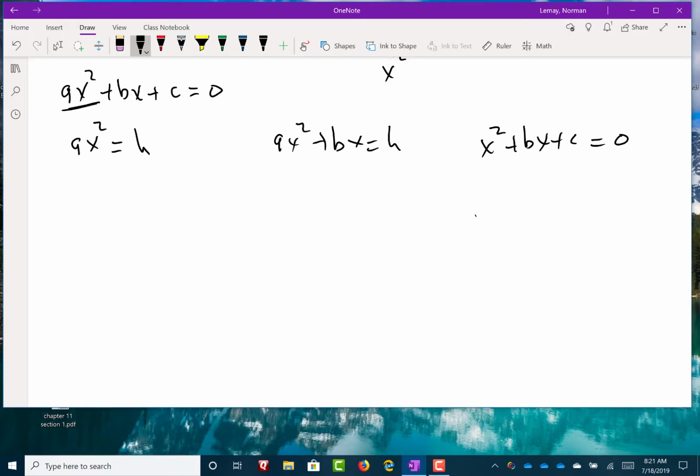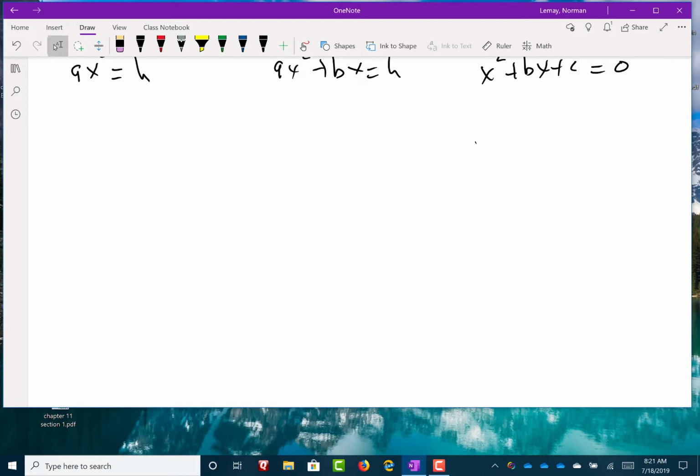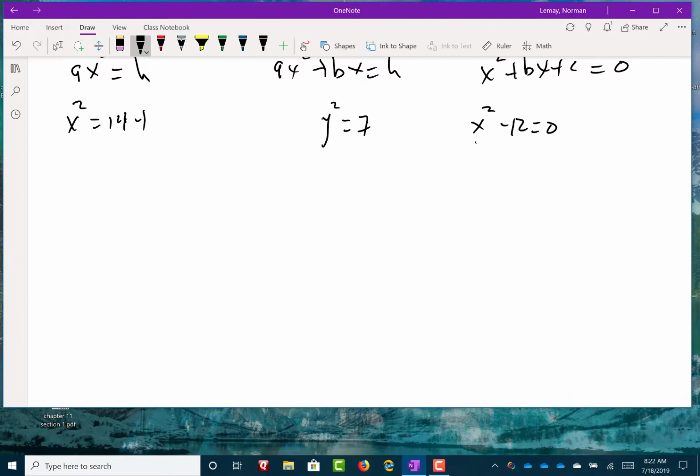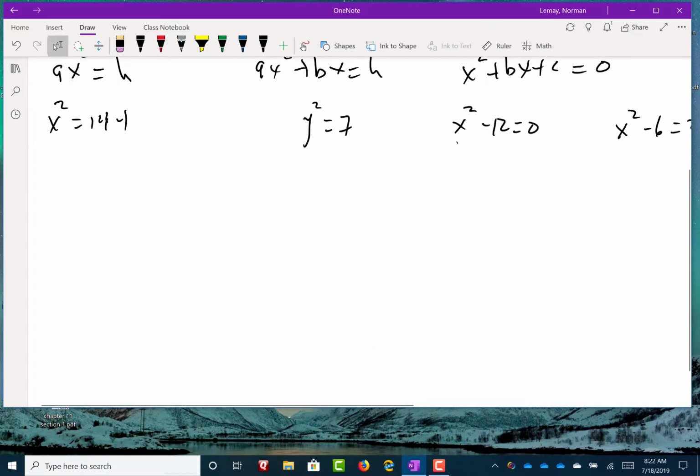So then the question is, what happens if the trinomial doesn't factor, or do we have some other solving methods to use? For example, if we have something like x squared equals 144, or something as simple as y squared equals 7, or something like x squared minus 12 equals 0, or x squared minus 6 equals 25. Notice that these we really don't want to factor. They're not in a form for that.